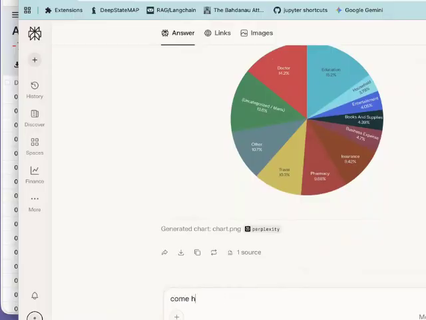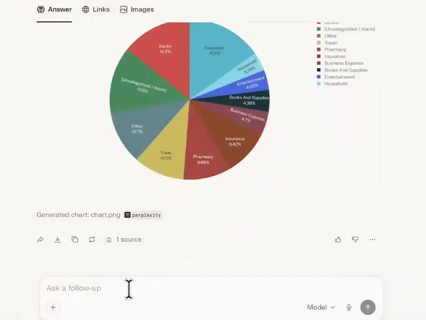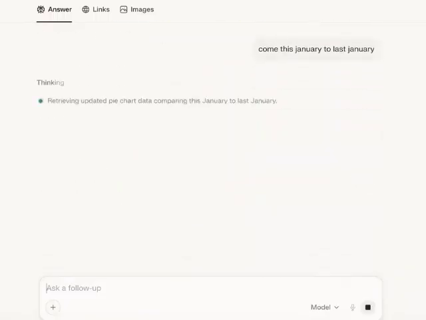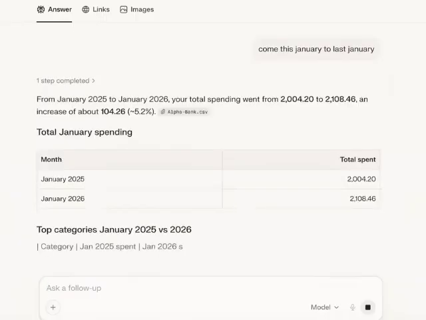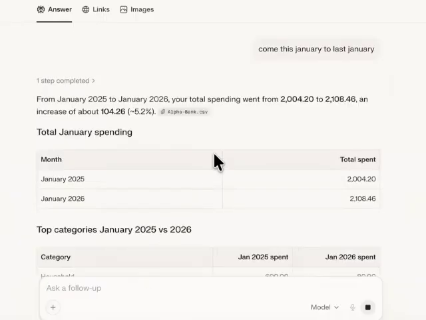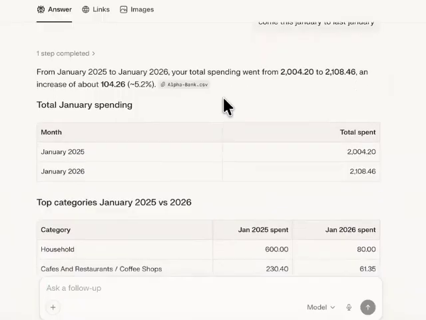Now, how about this, okay? Compare this January to last January. Could do a pie chart of 2 years. That's not what I wanted it to do, but you tell it what you want to do. Ah, okay. Can't do a pie chart of this year, 2 years.